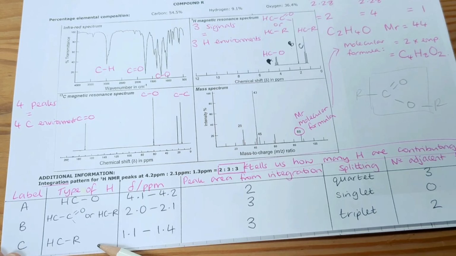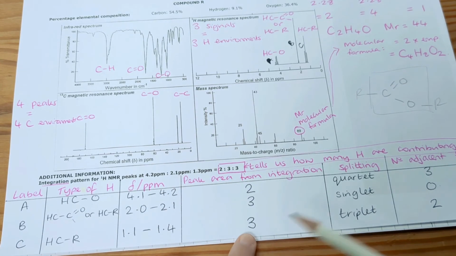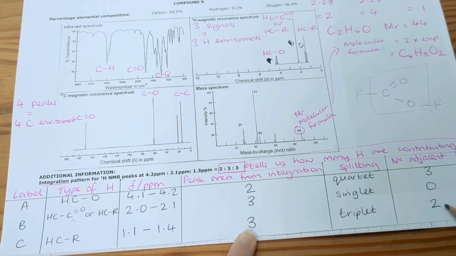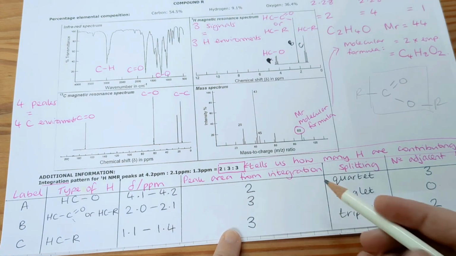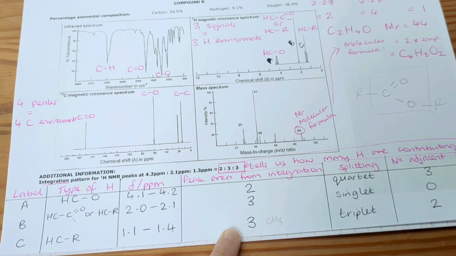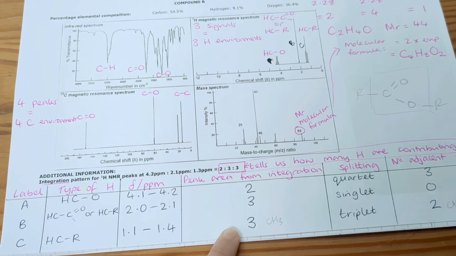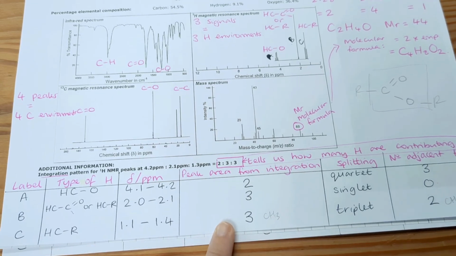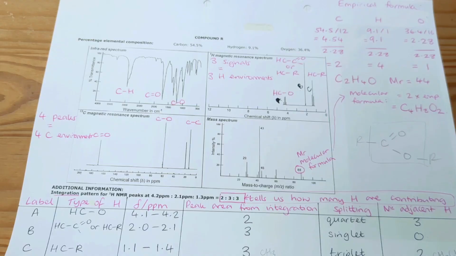And then if we look at this last signal C, the peak area is 3, and the number of adjacent hydrogens on the next door carbon is 2. So if we've got a peak worth 3, then that's probably due to a CH3. And if it's next to 2 hydrogens, it's probably a CH3 next to a CH2. Pause the video here, have a look at all this data, and see if you can come up with a structure that fits all this evidence.